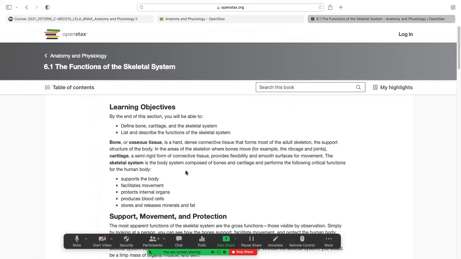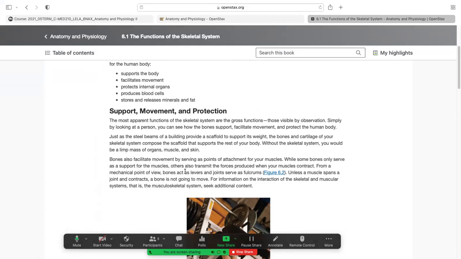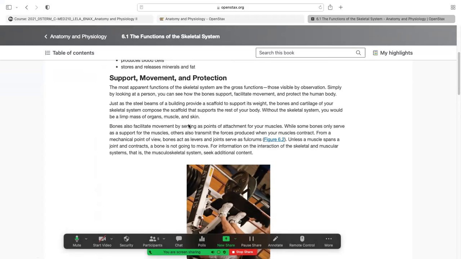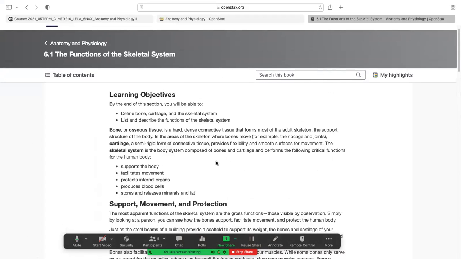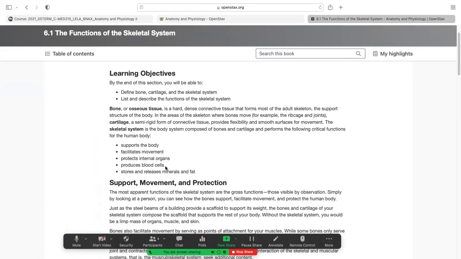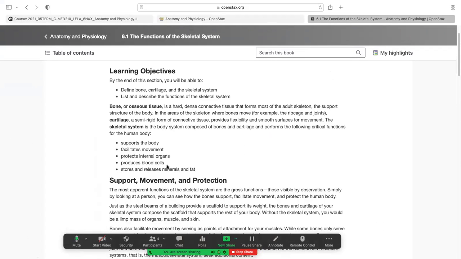So when we look at bone, of course, support, movement, and protection. When you fall, you don't just fall flat on your face. Your hands reach out. When someone's trying to stab you in the eyeball, what's the first thing you do? Your hands go up. Okay. So it's also protection.